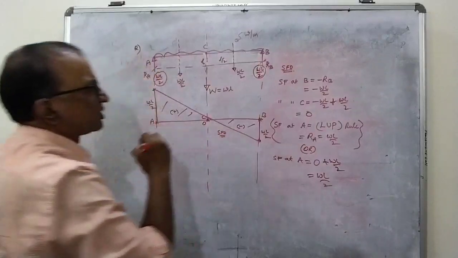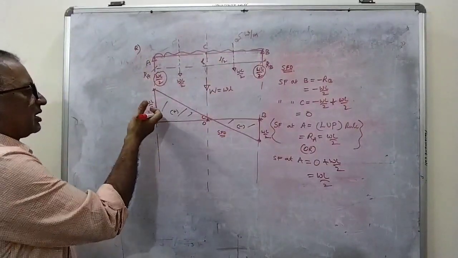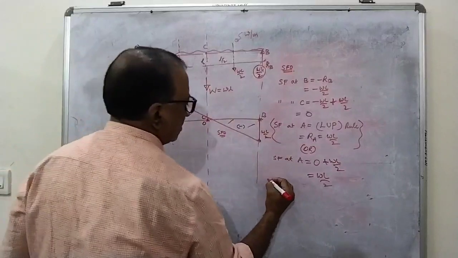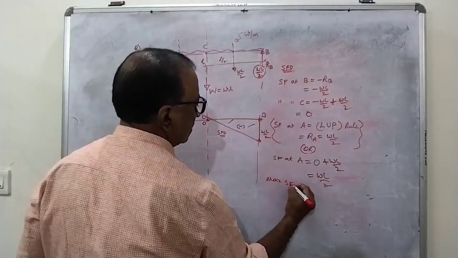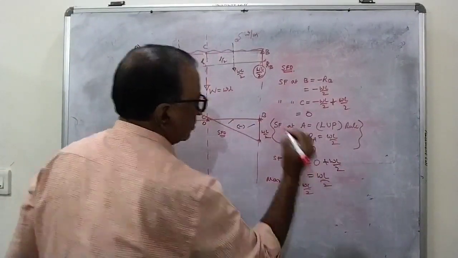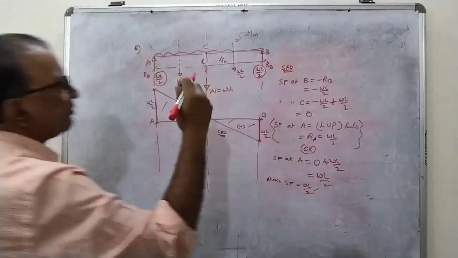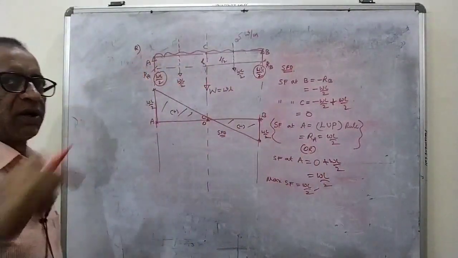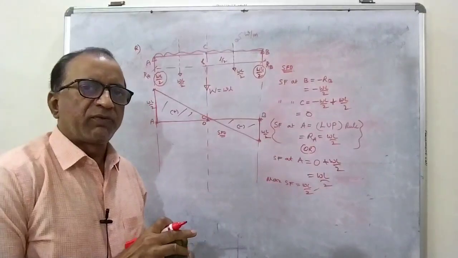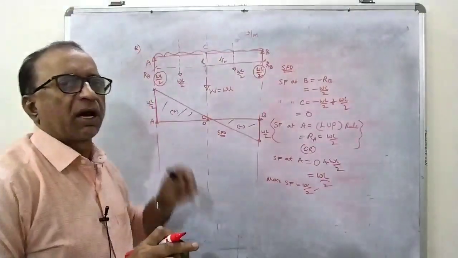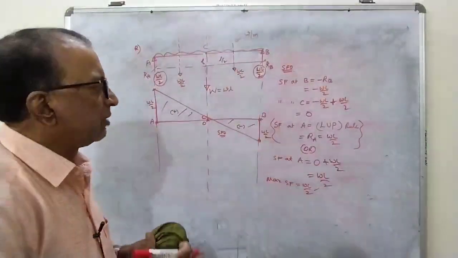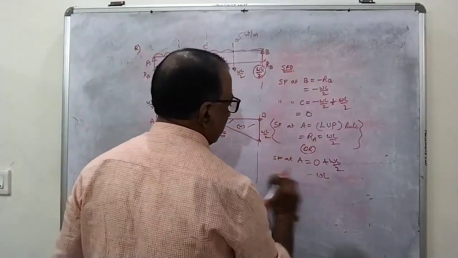So join them. This is negative, this is positive. From the shear force diagram, it is clear that the maximum shear force is nothing but WL by 2. This is the maximum shear force, which is nothing but your support reaction. Already I told you in the beginning, the maximum shear force will be either RA or RB. In this case, both are same. That's why your maximum shear force is WL by 2.